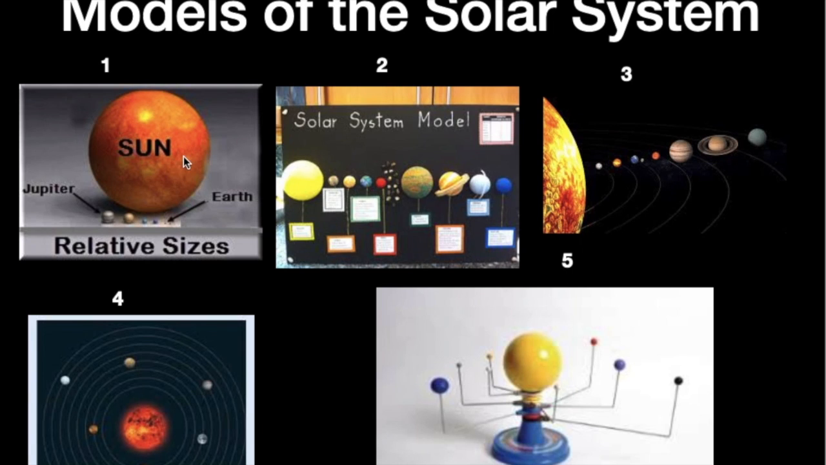This one is showing us the sizes, that the sun would be this big, Jupiter here, Earth would be that big. This one is showing us that the planets go around the sun in a circle. These two show us the planets in a line. This one's picture shows more detail. This one has extra words adding detail. And this one is something that you can see in a lot of science rooms.